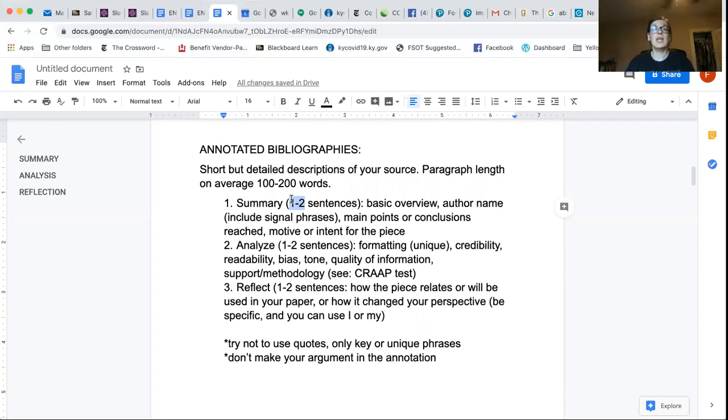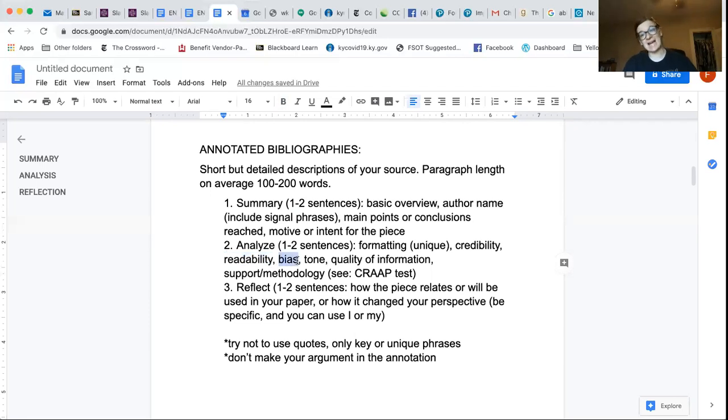That's not too difficult. It gets a little harder when you go to the analysis step, because you're looking at things that are about the way it's written or why it's written. So again, you still want another 1 to 2 sentences. You're looking for things like, is there anything unique in the formatting, how it's written, how it's structured? Is there any specific credibility of the author that makes this a more reliable source? Why we want to use this as a source? Readability. How well is it written? How well can I read it? Does that indicate a certain audience? Who is the audience for this piece?